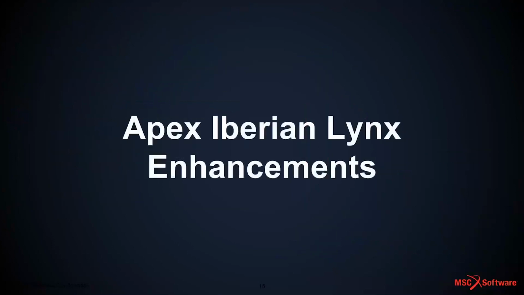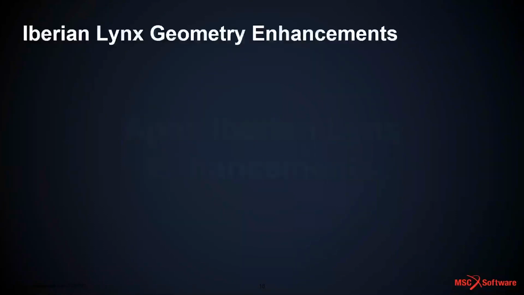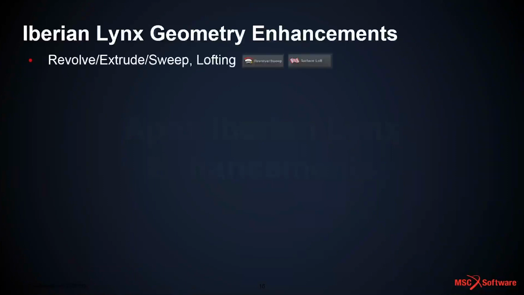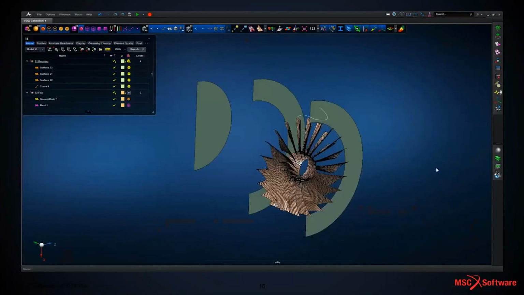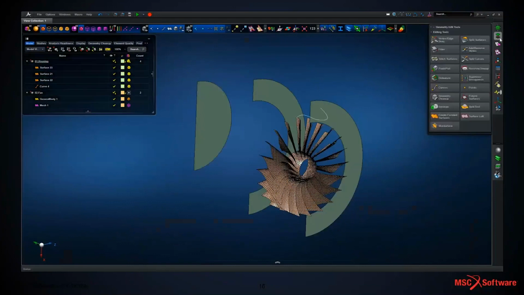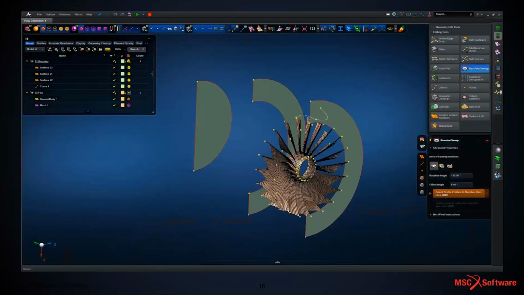Okay, so we now have a number of discrete enhancements available within Iberian Lynx, which sit outside of the standard Apex-Nastran workflow, but I just want to run through a couple of those to give you an idea of the developments that come in with this new release. First of all, we've got a new geometry tool which allows us to revolve, extrude, sweep and loft geometry, and we can look at this for an engine cowling. We're going to use the curve shown at the center of the screen now and revolve that round using the revolve tool.